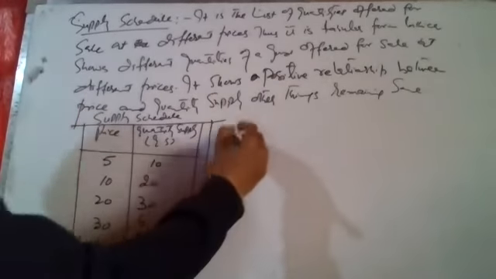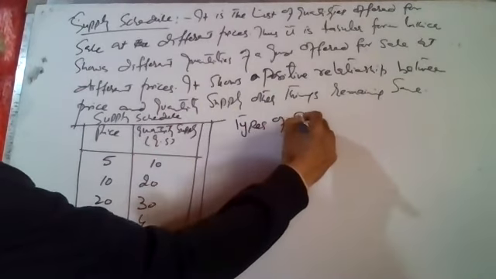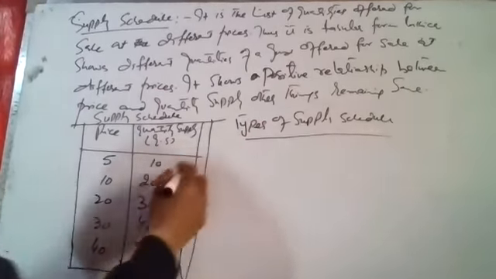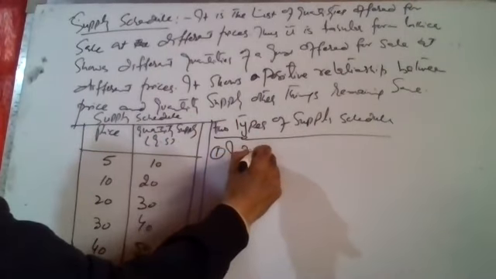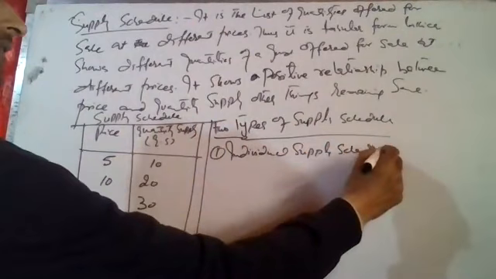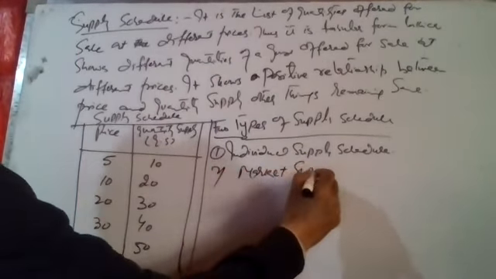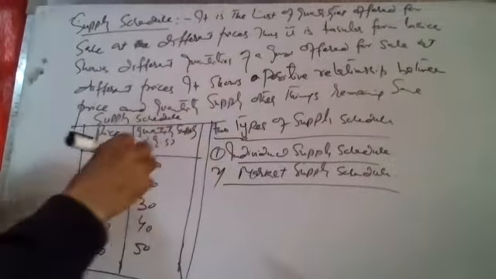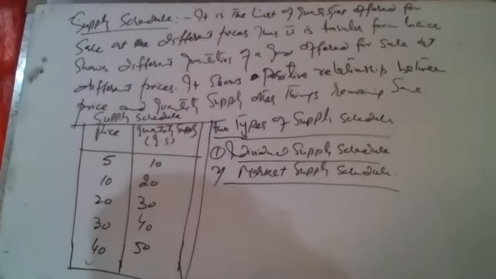Then we have two types of supply schedule. One is individual supply schedule and the next is market supply schedule. In the next lecture, we will discuss these two supply schedules, individual supply schedule and market supply schedule. Thank you very much.